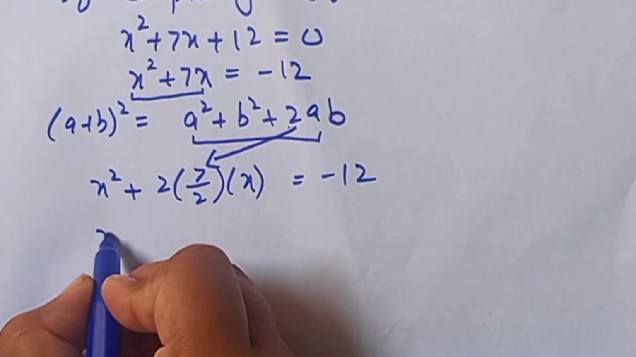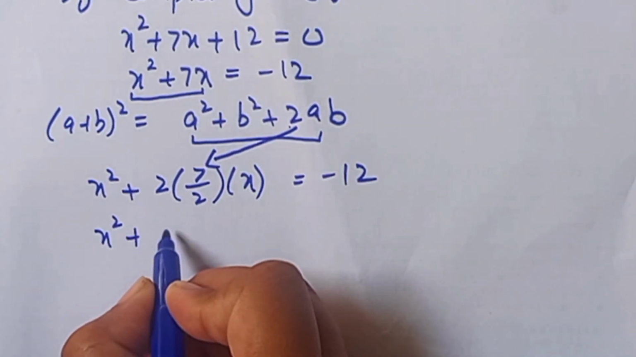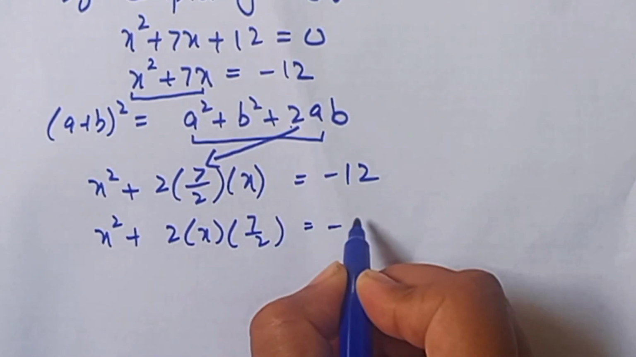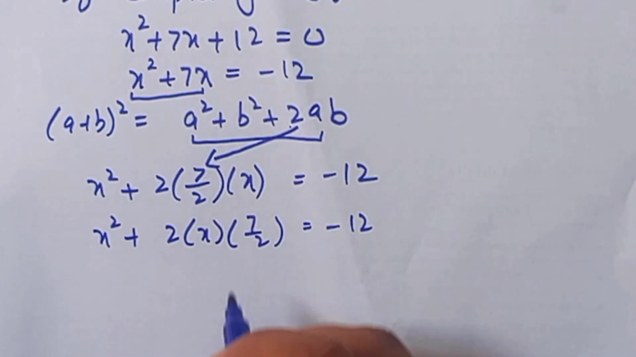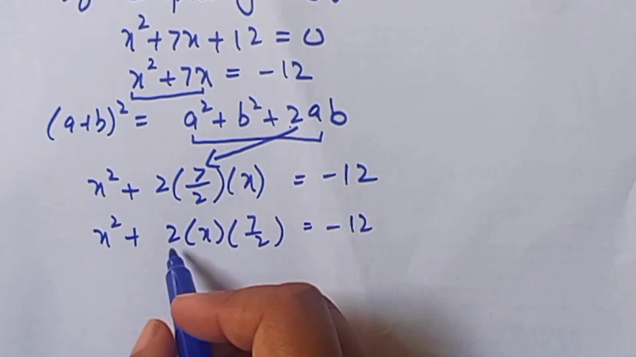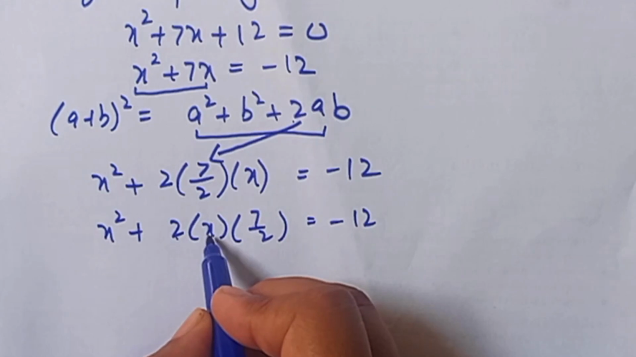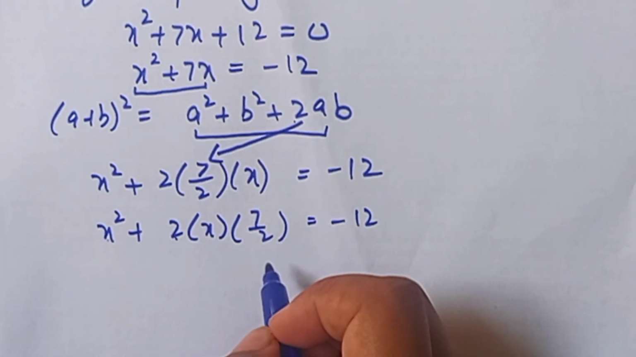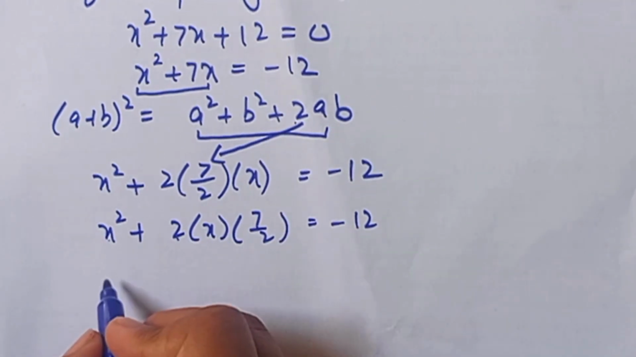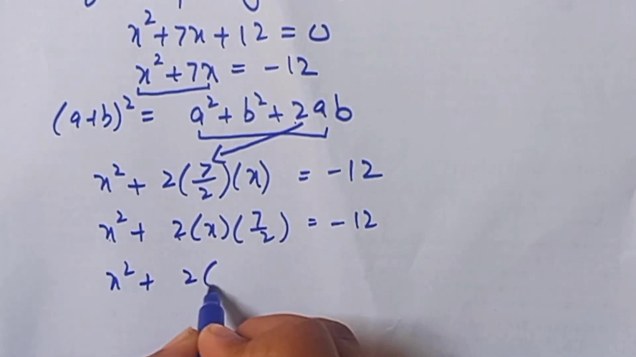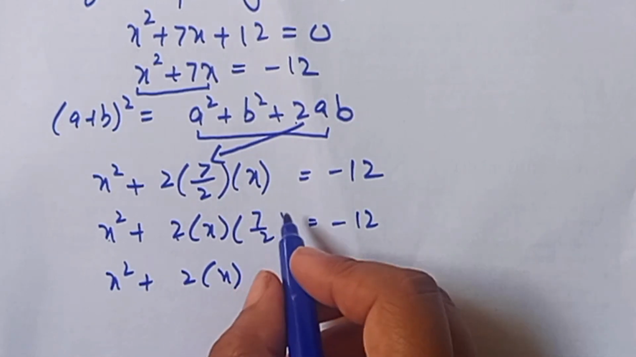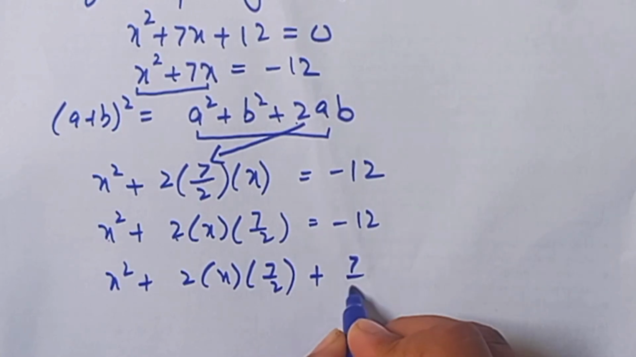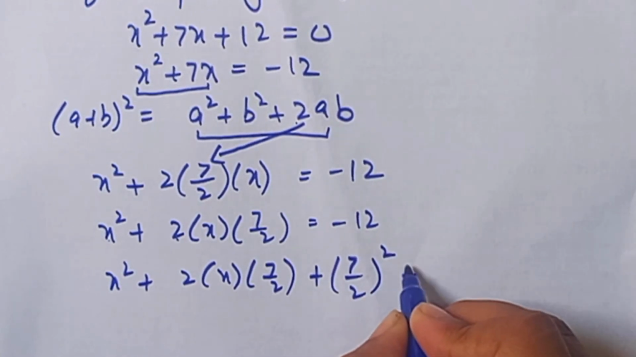Now in the next step, we write this as x square plus 2 times x multiplied by 7 over 2, it's equal to minus 12. We just interchange these two values. So now look at this. This is 2, this is a and this is b. So we need b square, which is 7 over 2. For this, in the next step, we add b square, which means we add b is 7 over 2, in this case b square, on both sides.